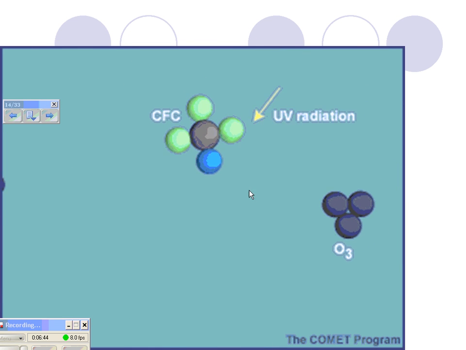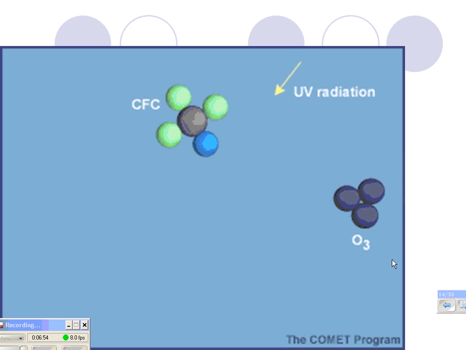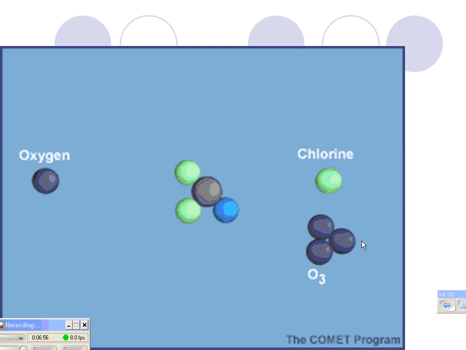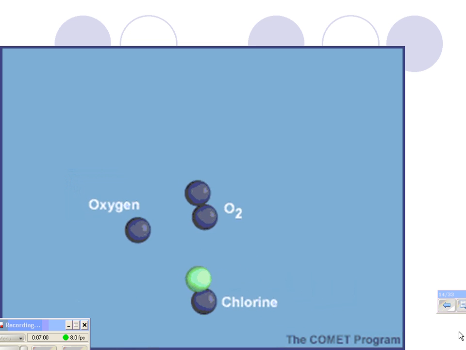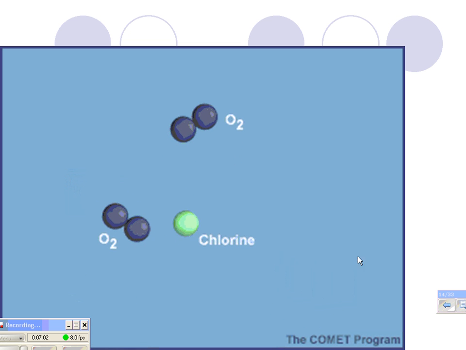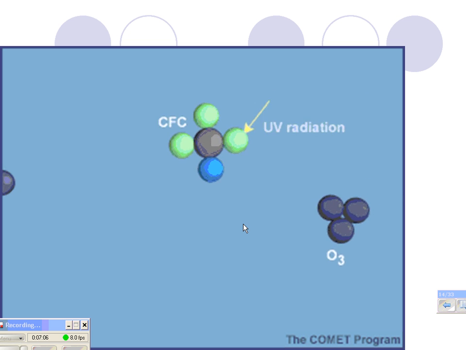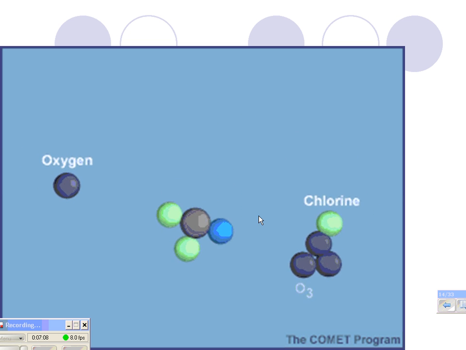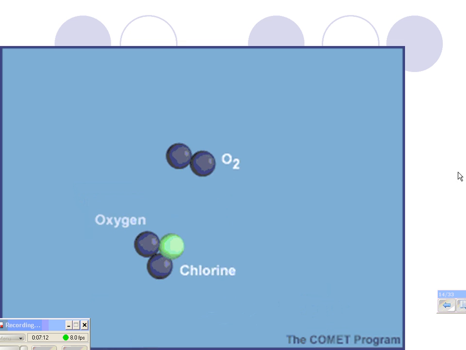Here you have an animation showing you the breakdown of ozone, and it stopped working. There we go. The UV radiation, again, is going to knock a chlorine atom off, and then we're going to see oxygen molecules and a free chlorine atom. That one chlorine atom could break down many, many ozone molecules.